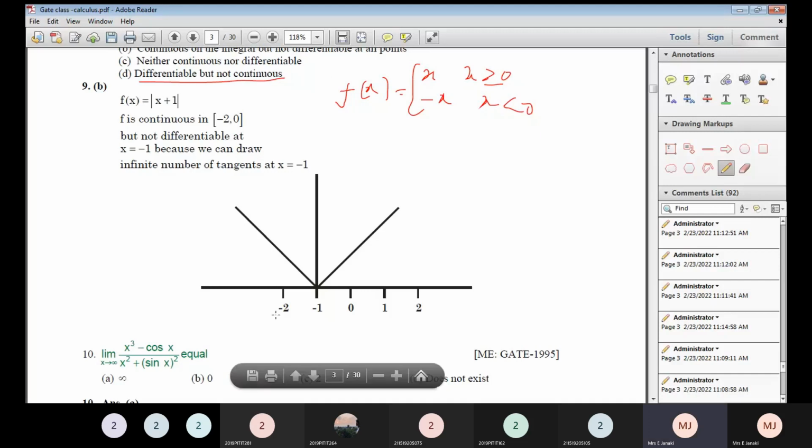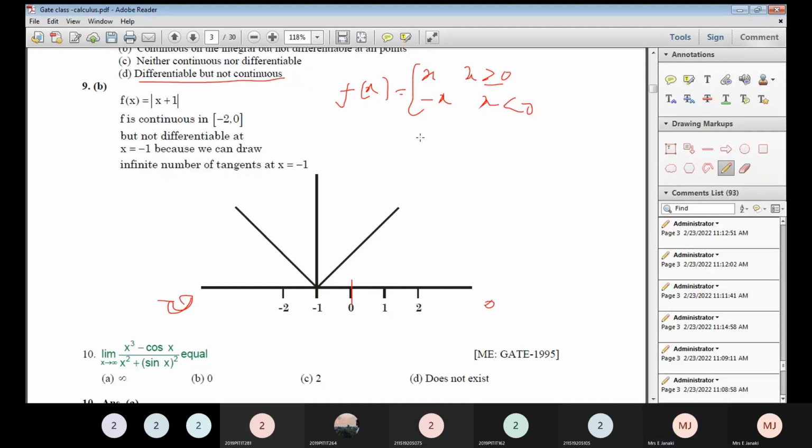Mark the interval minus 2 comma 0 here in the graph. Just draw the graph and take down the points minus 2, minus 1, 0. These are the given points on the real axis. This is minus infinity comma infinity, this is the x axis. On the x axis take 0, 1, 2, 3, and here minus 1, 2, 3.